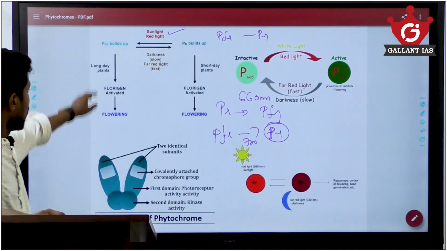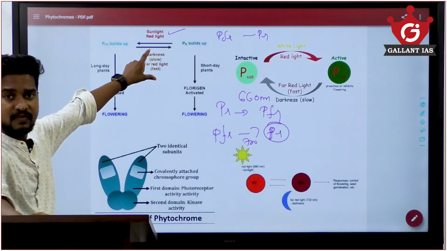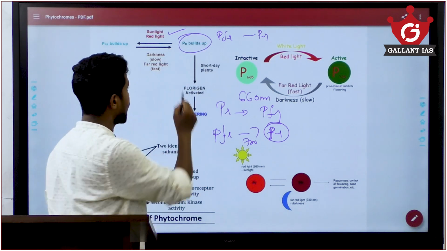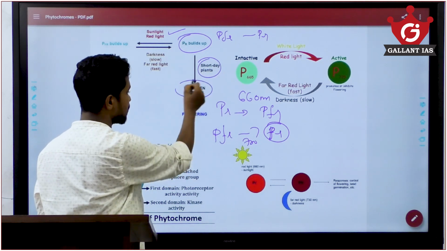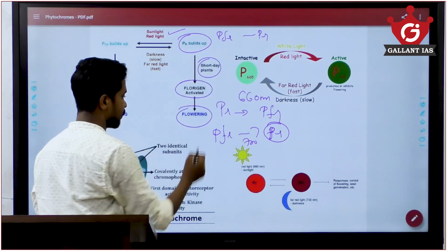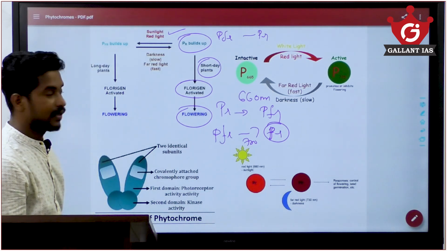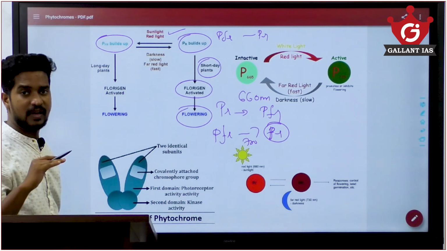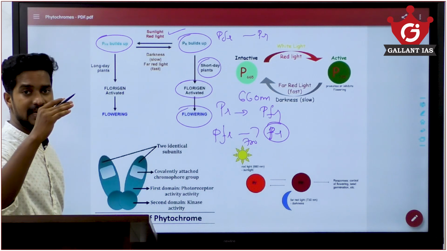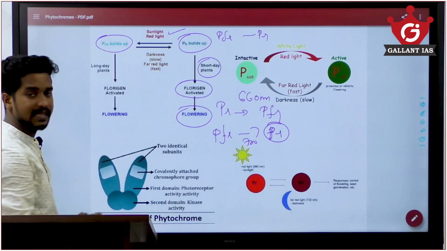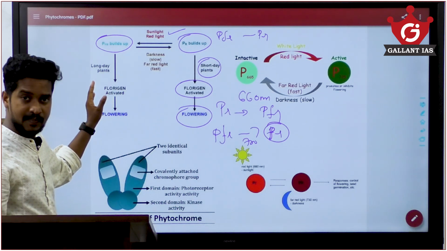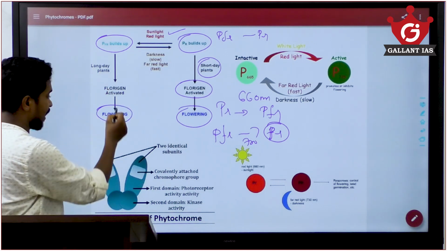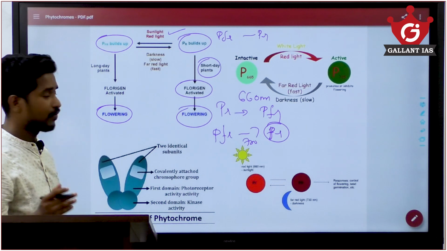And PR builds up. So for flowering in short day plants, PR is important. In short day plants, this PR buildup activates the flow region, and flowering happens in short day plants. Likewise, PFR builds up in long day plants, and this PFR is necessary for flowering. It activates the flow region, and this flow region is important for flowering. This PFR helps flowering in long day plants.